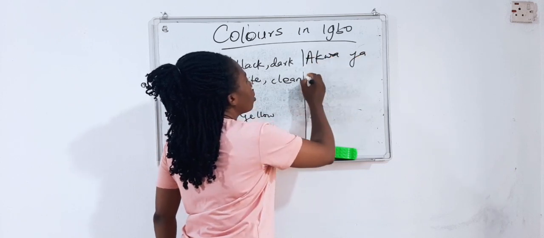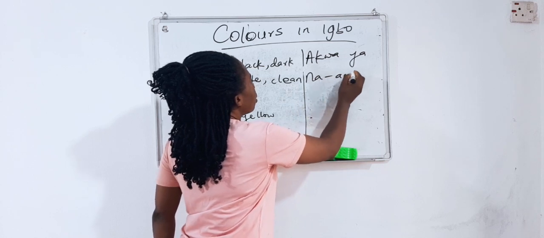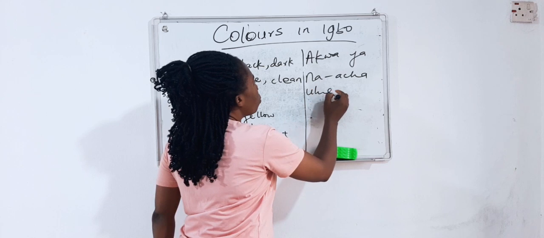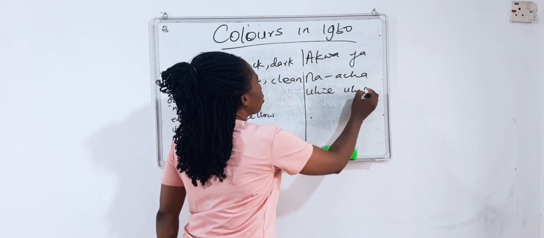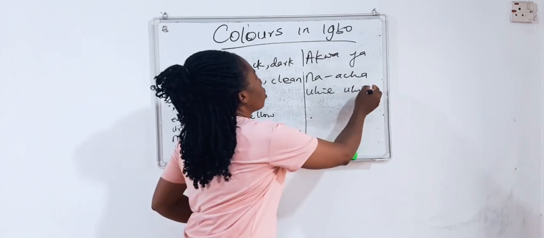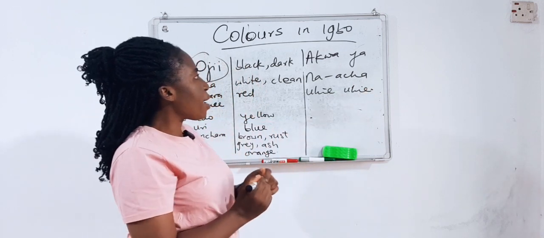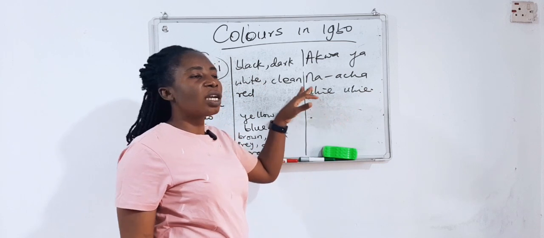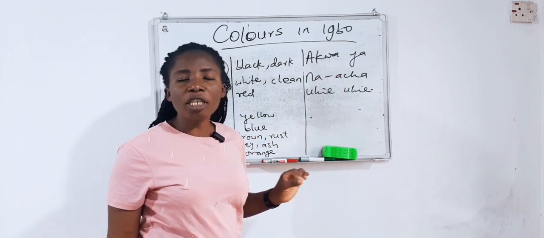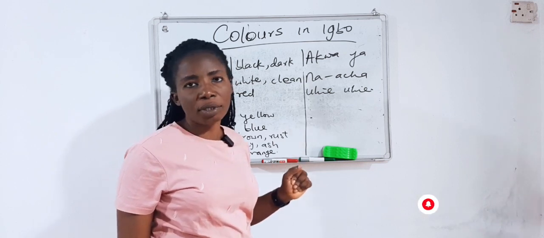Akwa ya na-acha uhie uhie. Her dress is orange in color. Her dress is orange.